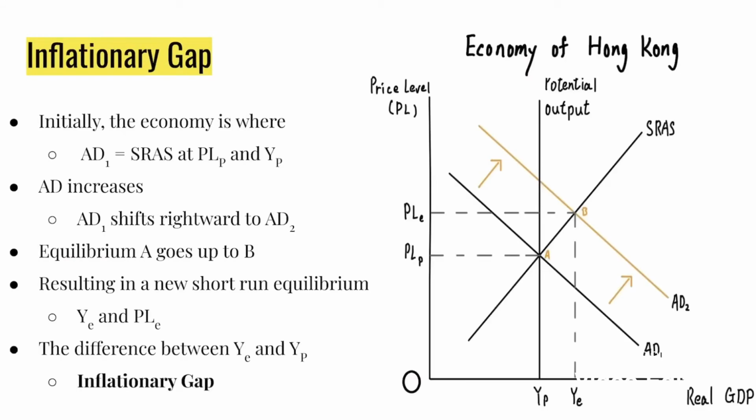So here's a diagram about the inflationary gap. Initially, the economy is where AD1 equals SRAS at PLP and YP. When AD increases, for example, when there's a decrease in personal income tax, the consumer disposable income, or the income that's left over after the personal income tax has been paid, rises. Therefore, spending increases and the AD curve shifts to the right. So in the diagram, AD1 shifts right to AD2. The equilibrium point A goes up to B, resulting in a new short-run equilibrium, YE and PLE. And the difference between the YE and YP is the inflationary gap.